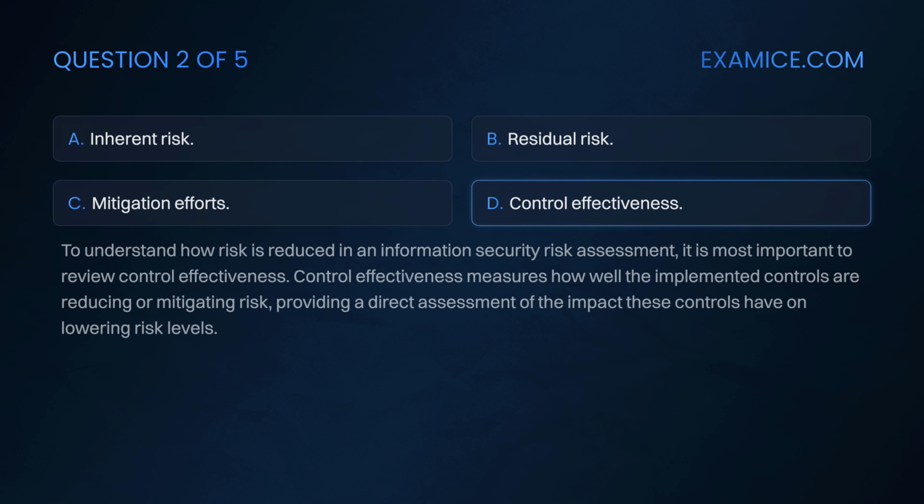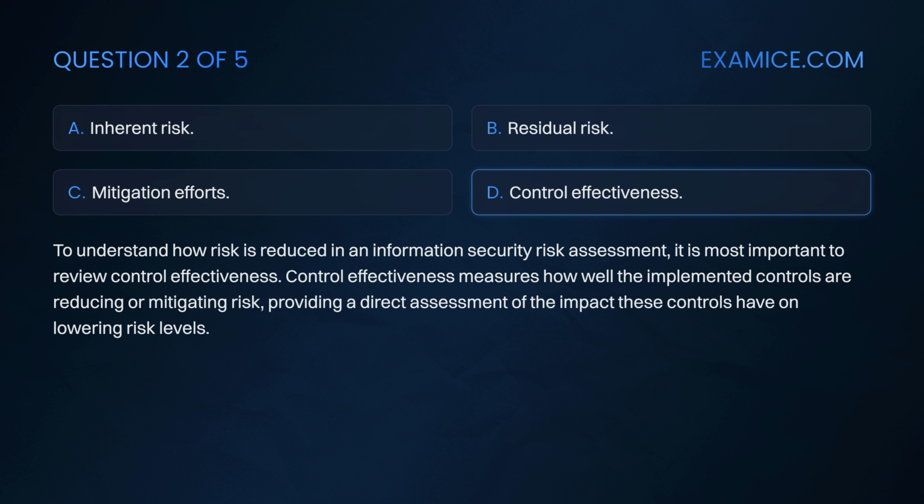To understand how risk is reduced in an information security risk assessment, it is most important to review control effectiveness. Control effectiveness measures how well the implemented controls are reducing or mitigating risk, providing a direct assessment of the impact these controls have on lowering risk levels.